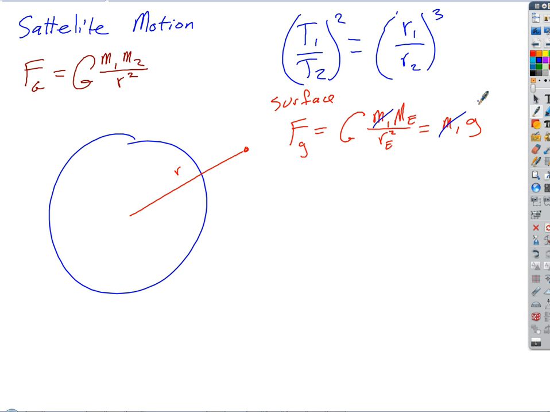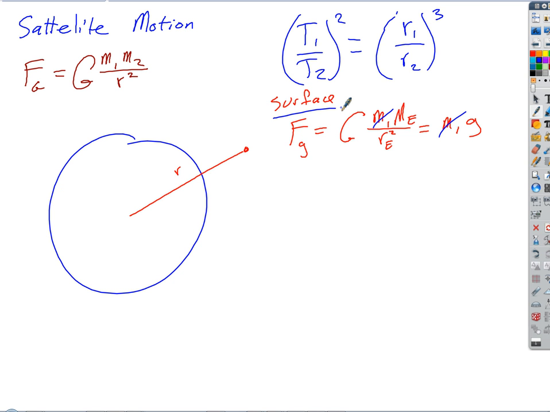Would it be the radius from the Earth's center to the satellite? Okay, yeah, but now we're talking if we're on the surface, right? Because little g wouldn't apply for a satellite, because gravity's going to get a little bit weaker as we leave the Earth's surface and go far away, right? Does that make sense? Yeah. Okay.